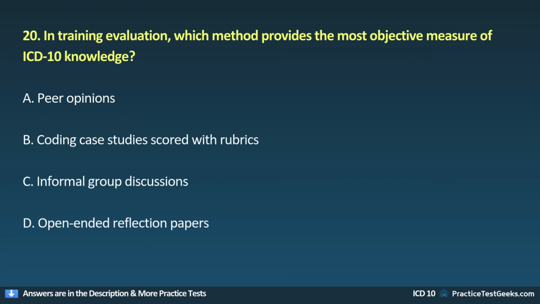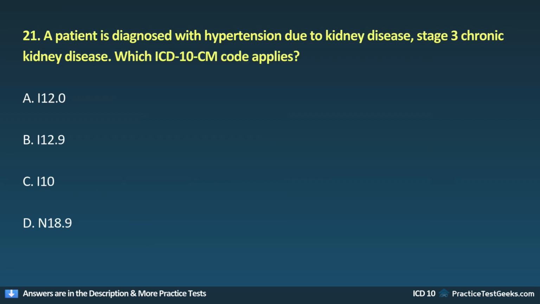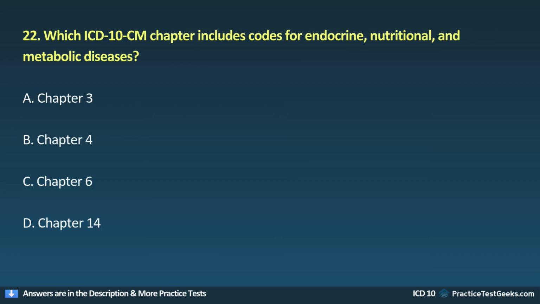21. A patient is diagnosed with hypertension due to kidney disease, stage 3 chronic kidney disease. Which ICD-10-CM code applies? A. I12.0. B. I12.9. C. I10. D. N18.9.